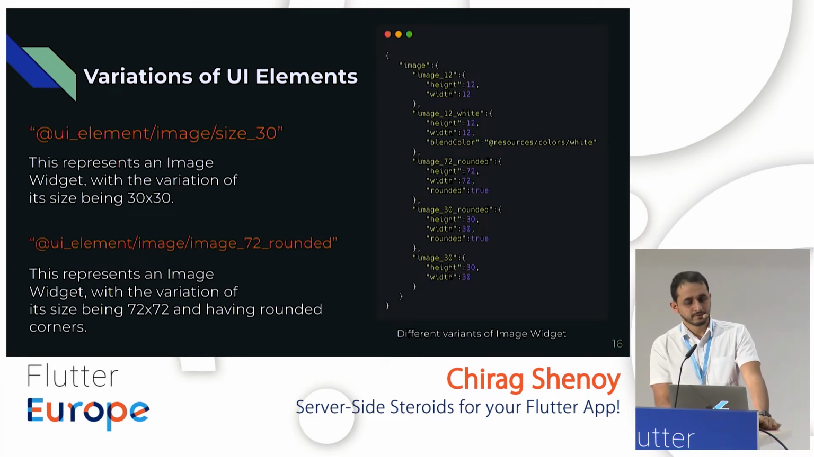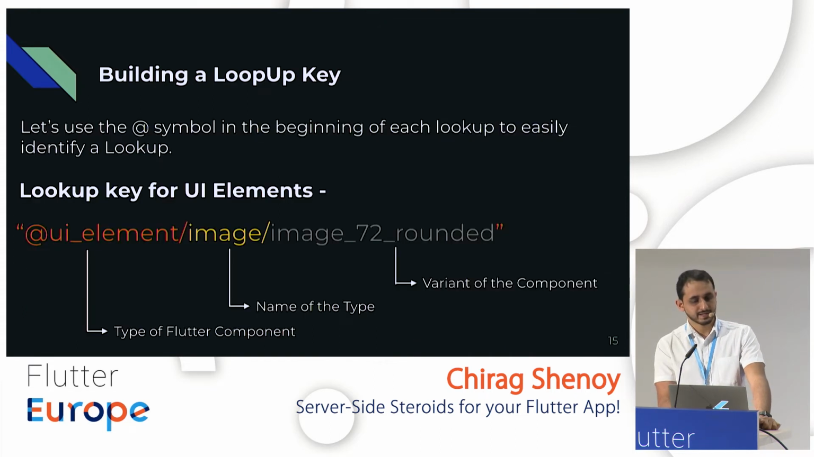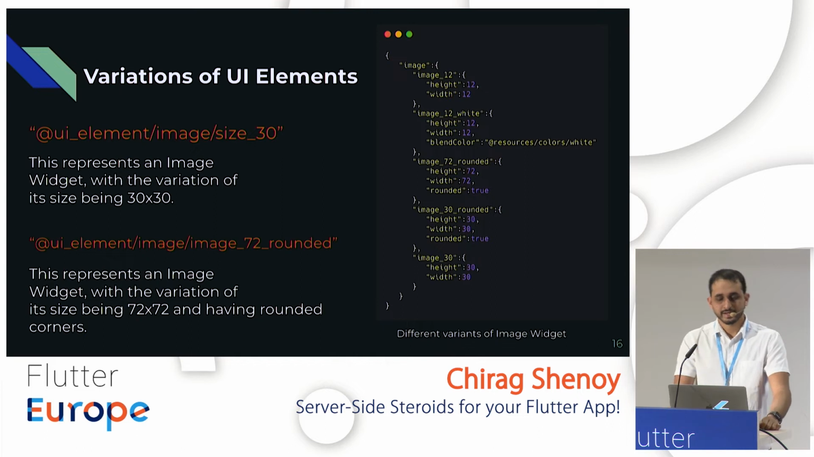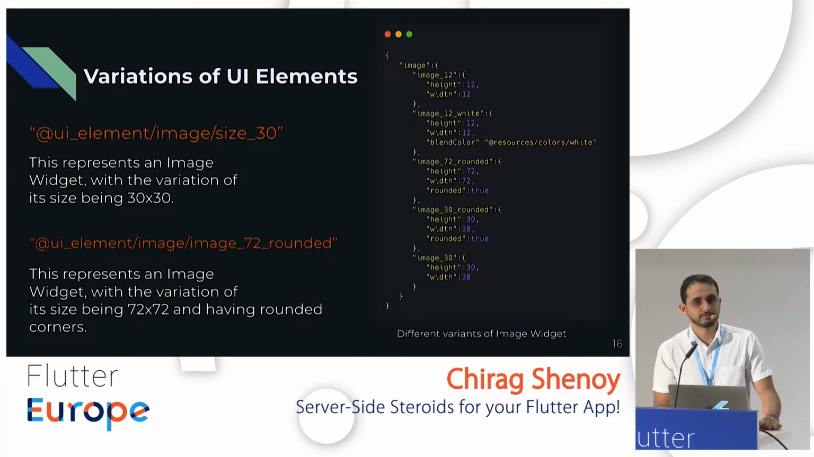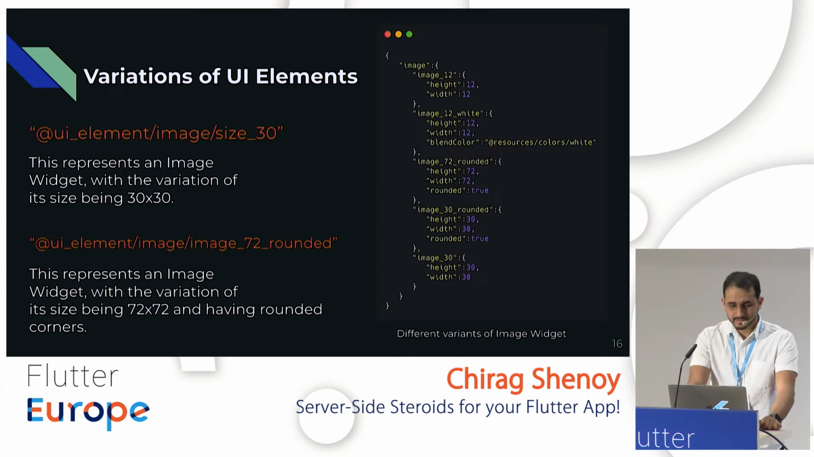Like in the previous slide, you could see that it said UI element image 72 rounded. On the right side, you can see that we have created a JSON with image as one of the objects at the top. And these are all the variations of that image that we have used in our app. What this helps us to do is standardize what types of images we want to use. Say for icons, you want to use an image with, for example, a height and width of 12.